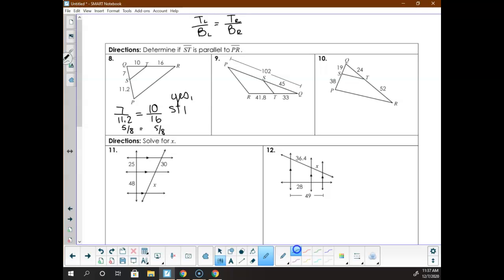ST is parallel to P bar. Okay, that's literally all you got to do. Set up your proportion, simplify down both sides, and then just tell me yes or no. Are they parallel or are they not? Okie dokie.